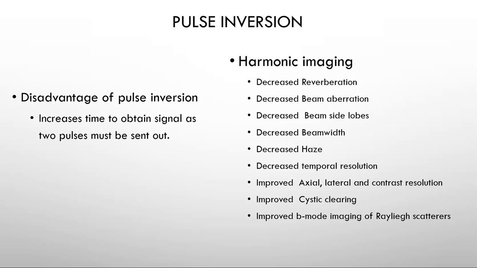So with harmonic imaging in general, you get decreased reverberation, decreased beam aberration, decreased beam side lobes, decreased beam width, which improves lateral resolution, decreased haze, decreased temporal resolution, improved axiolateral and contrast resolution, and improved cystic clearing generally. It also gives better imaging of Rayleigh scatterers. Sometimes the Rayleigh scatterers become so strong that it makes the cystic structures appear cloudy.